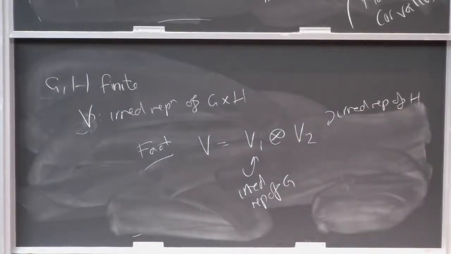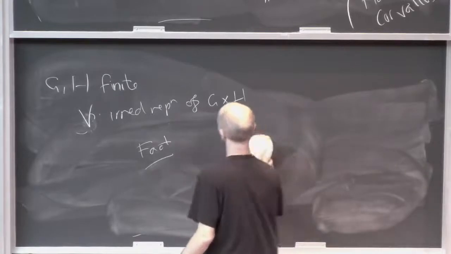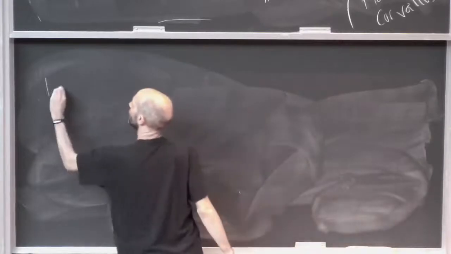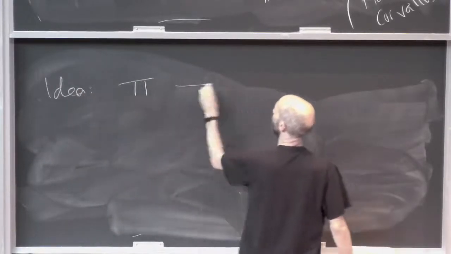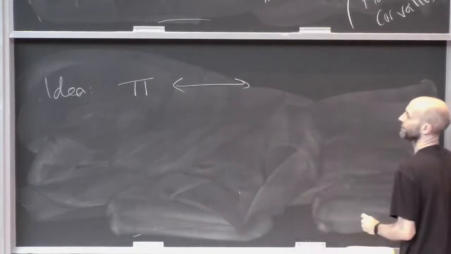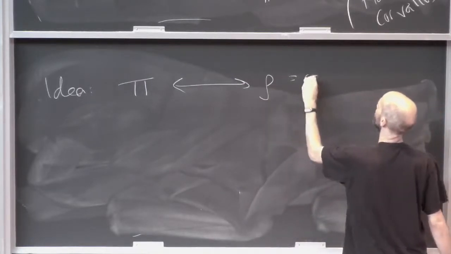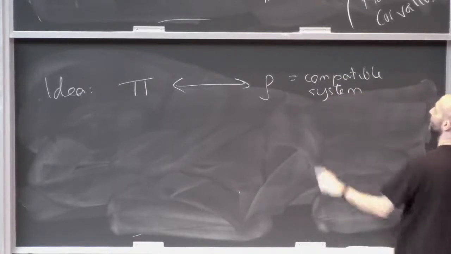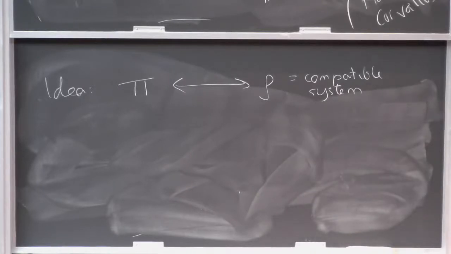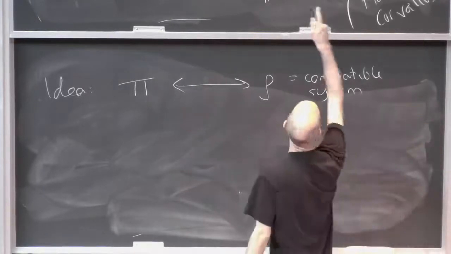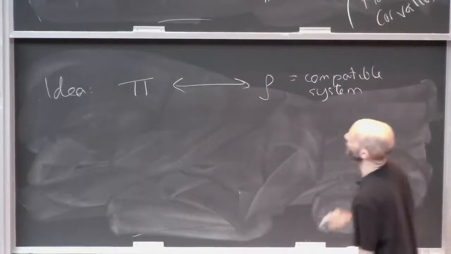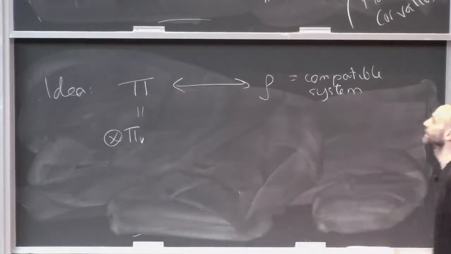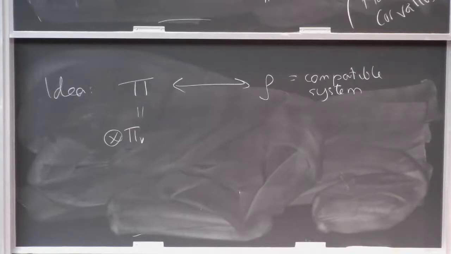These π_v's, here's the idea. If my automorphic representation π is supposed to correspond to a compatible system of Galois representations ρ, a compatible system of ℓ-adic Galois representations, then π, because this is going to be an irreducible representation of GL2 of the adeles, is going to factor as a tensor product of π_v's, where these π_v's are things we've seen before. These are representations of GL2 of a local field.